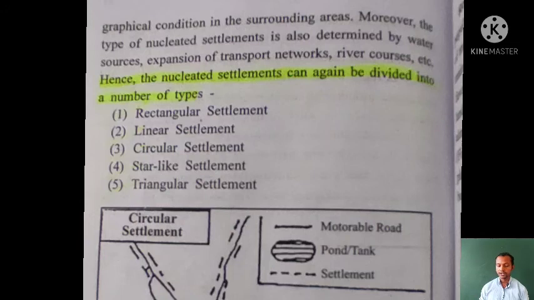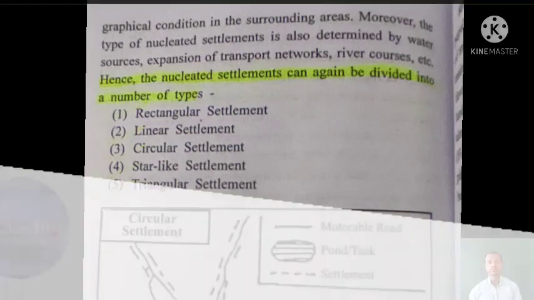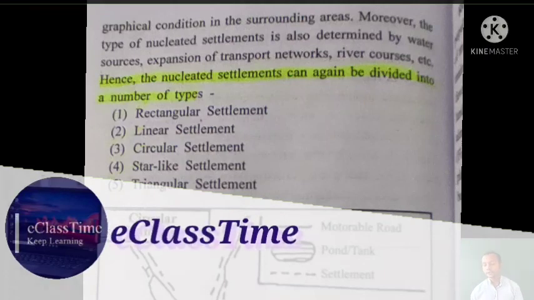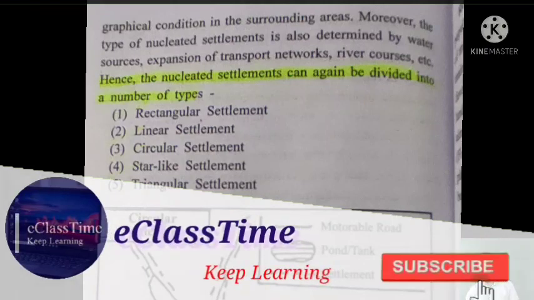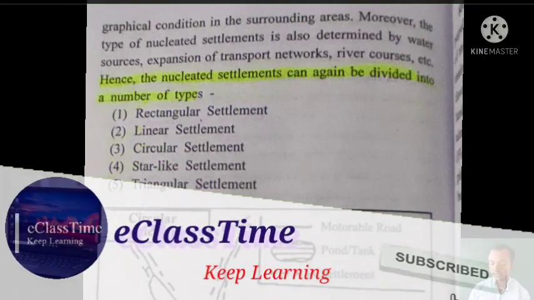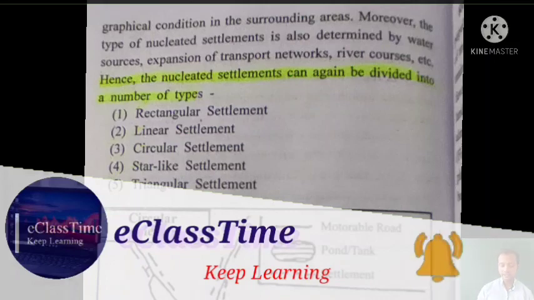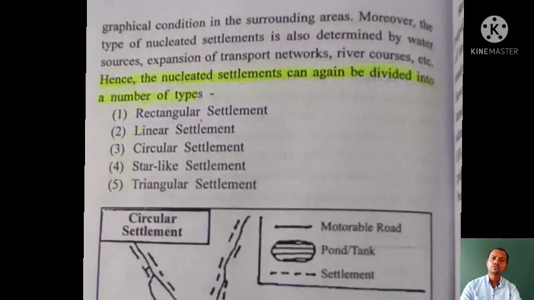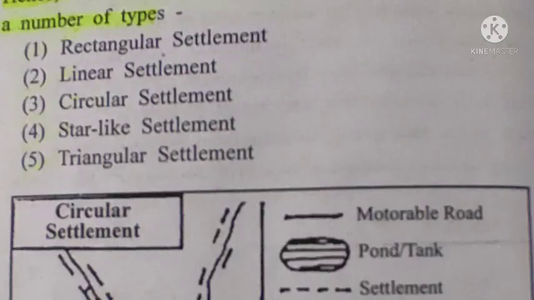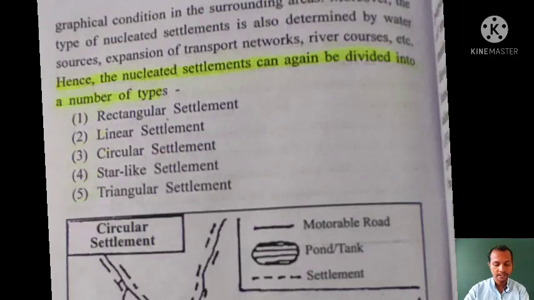looking into the geographical condition and location of a place, the water resources, the expansion of the transport network and river resources. Looking into all this, the nucleated settlement is divided into 5 groups, known as rectangular, linear, circular, star, and triangular. These are the 5 groups of settlement.